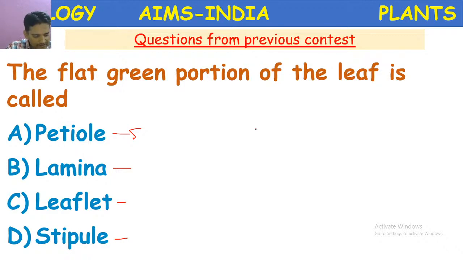Sheikh sir, you said leaf blade. But what is the term given here? Lamina. Very good. So this is the correct answer. The correct answer is B. Petiole is the stalk of the leaf. Lamina is the leaf blade or surface of the leaf. Leaflet means in a compound leaf, it's a part of the leaf. Stipule means at the stem node, where the leaf arises.